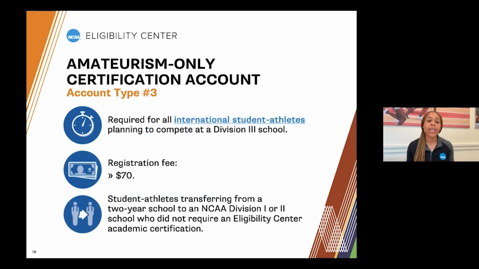The final account is the amateurism only certification account. Now, this is required for all international student athletes planning to compete at the Division III level. There is a registration fee of $70. And then also, if you have any student athletes transferring from a two-year school to an NCAA Division I or Division II school who didn't require an Eligibility Center academic certification, they would need the amateurism only certification account as well.